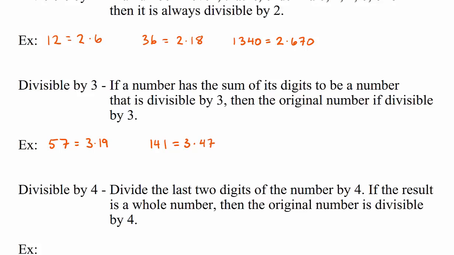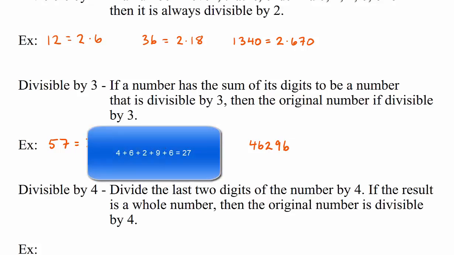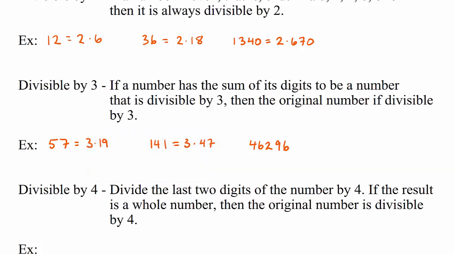And just one more example. Let's say I have the number 46,296. If I add up the 4 and the 6, I get 10. 10 and 2 make 12. 12 and 9 make 21. 21 and 6 make 27. 27 is divisible by 3. Therefore, this number is also divisible by 3, and it would be 3 times 15,432.